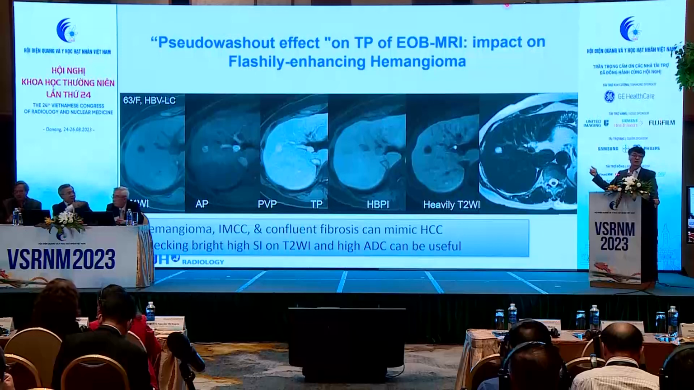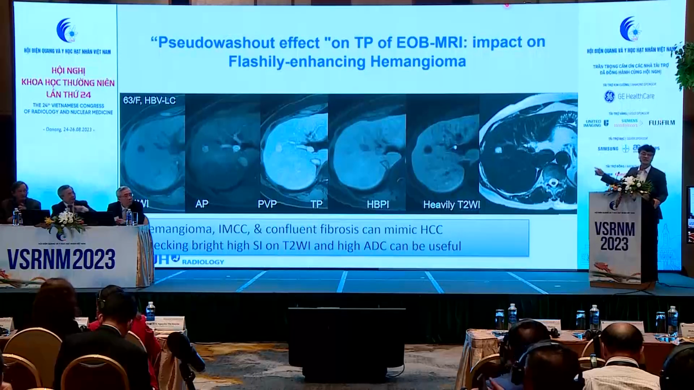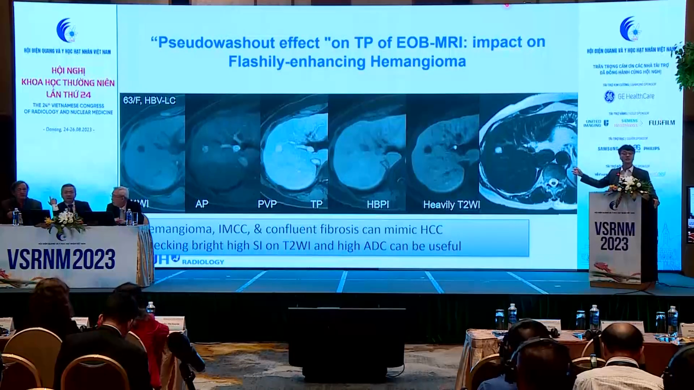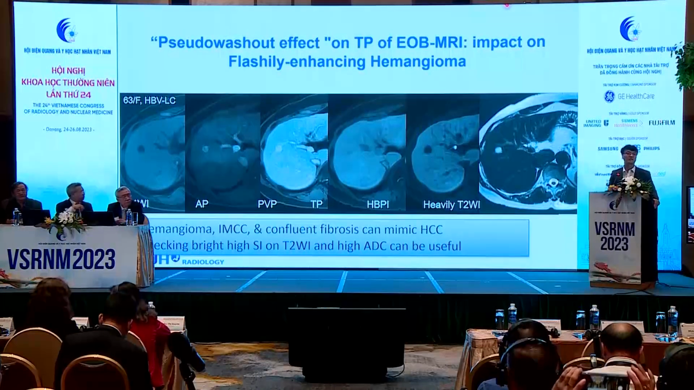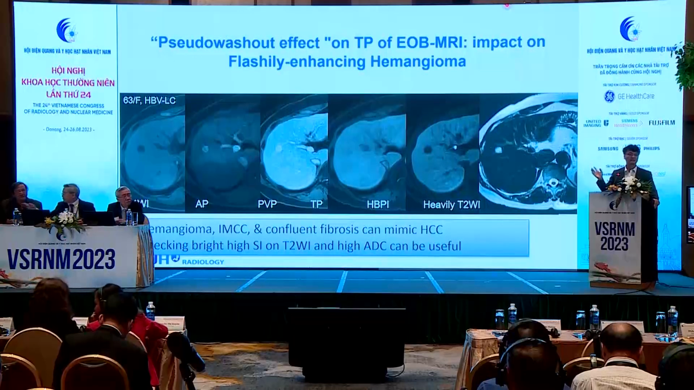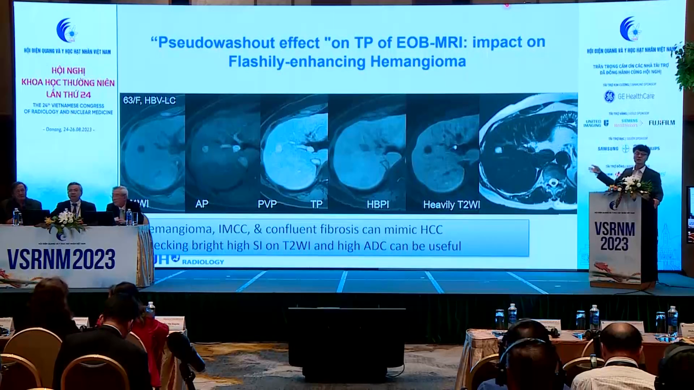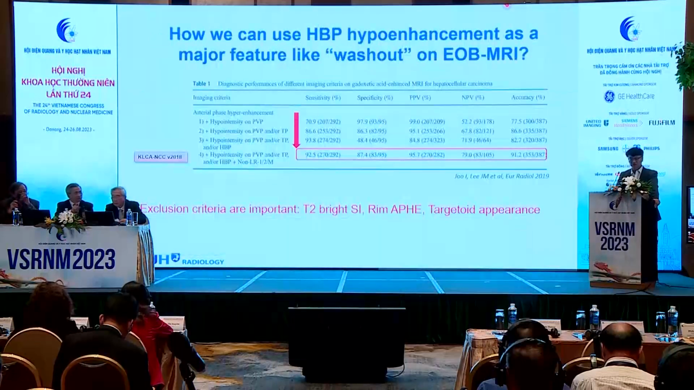is hemangioma, as you can see here. Although this is a hemangioma, on 3-minute delayed scan and hepatobiliary phase, the lesion shows hypoenhancement. So it may mimic HCC. However, due to bright high signal intensity on T2, you can make a correct diagnosis.